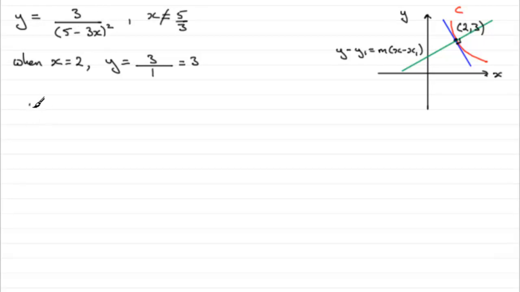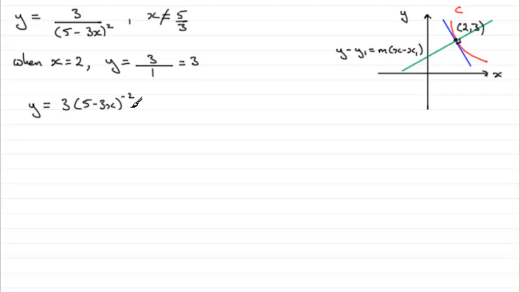What I would want to do is rearrange this to 3 multiplied by 5 minus 3x to the power minus 2. Remember, this is 3 times 1 over 5 minus 3x to the power 2, so you can bring that up and write it to the power minus 2. And when it's in this format, we can use the chain rule. Hopefully you're familiar with the chain rule. If not, I'll just give you a quick bit of background to that.